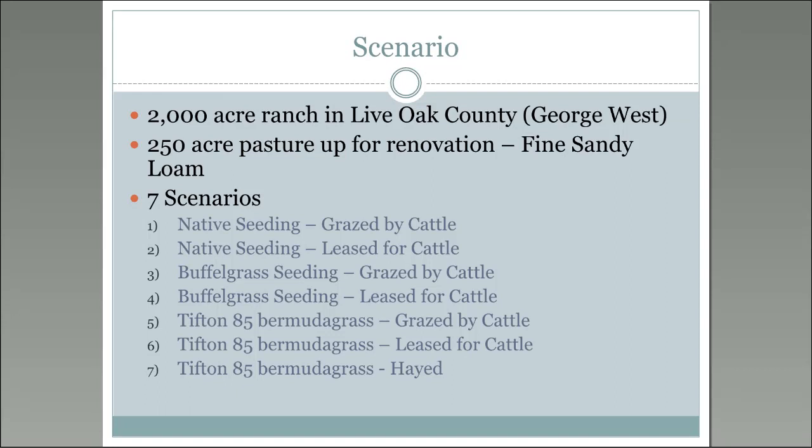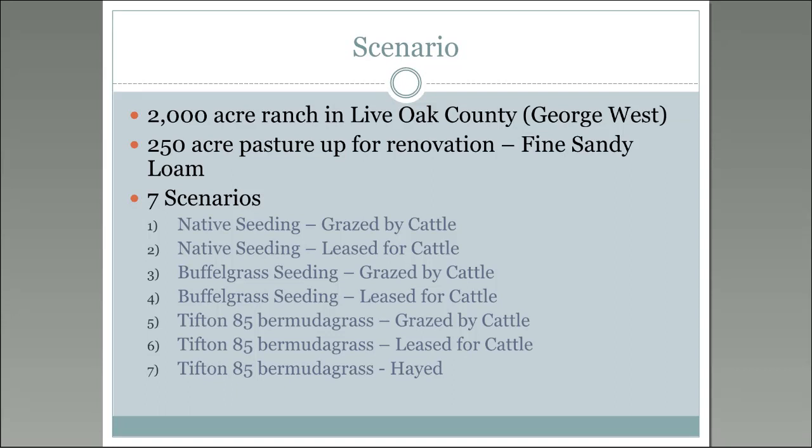But for the most part, that's a pretty average type of soil that you might think about replanting. Okay, so we had 7 scenarios, and it's really not as confusing as it looks, but we had native plantings, we had buffle grass plantings, and then we sprigged Tifton 85, which is a very productive Bermuda grass that does really well in this area around Live Oak County.